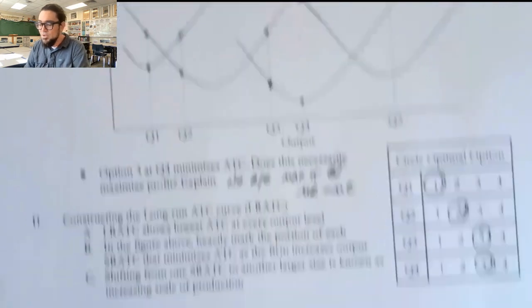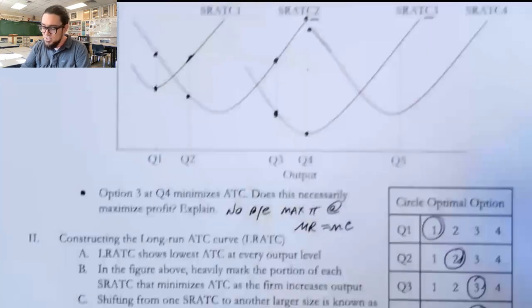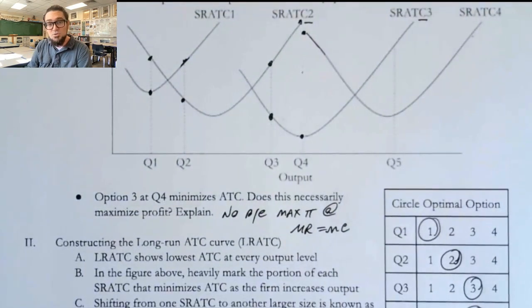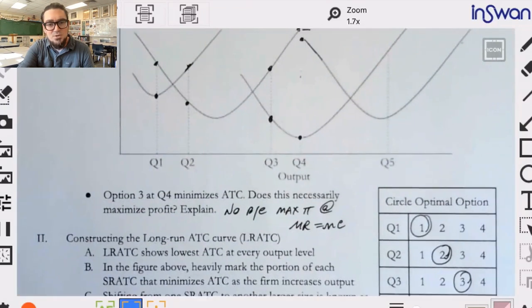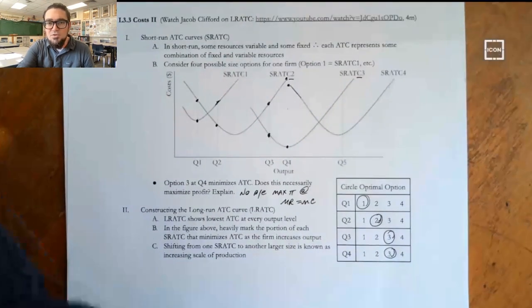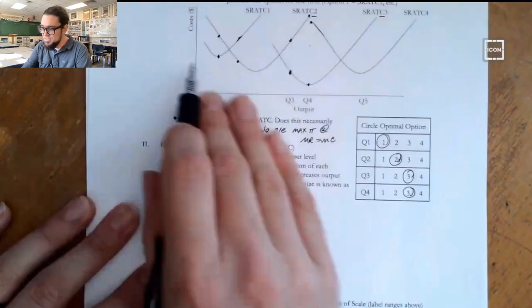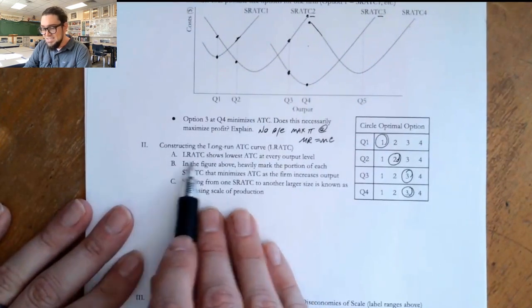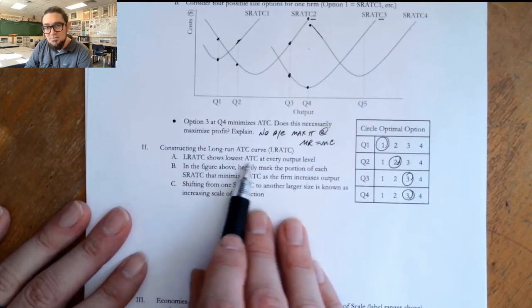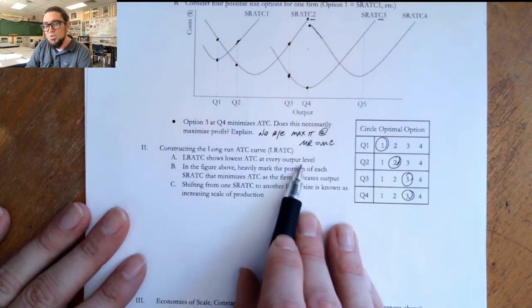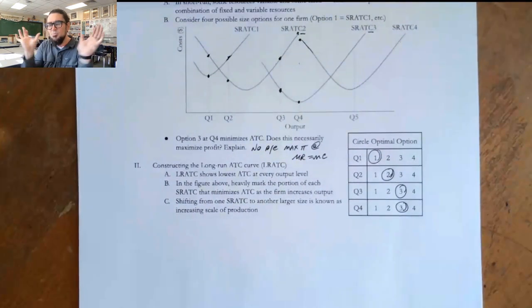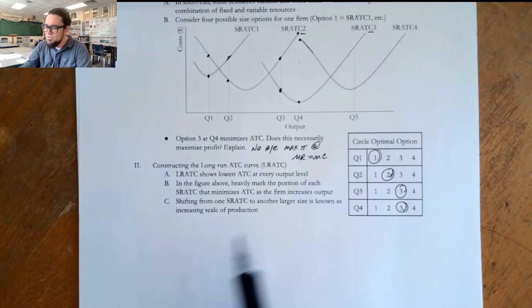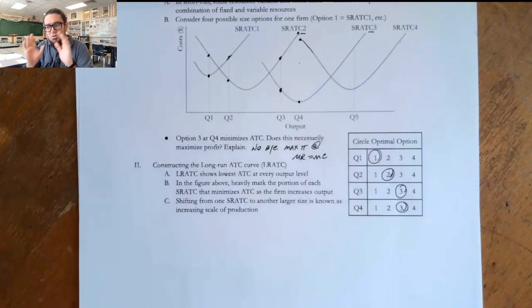Now, we're going to construct using this set of curves what's called a long run average total cost curve, which really represents all these possibilities. I'm going to zoom out a little bit so you can see it better. So if we talk about all these possibilities, the LRATC is going to show the lowest average total cost at every single output level. And it allows us to compare: if our output level is at any of these output levels, where should we be in terms of an SRATC?